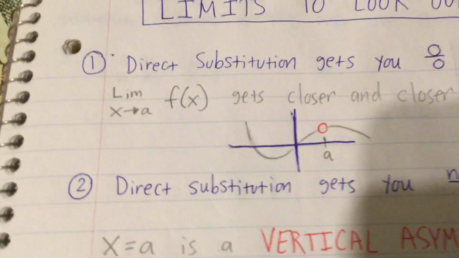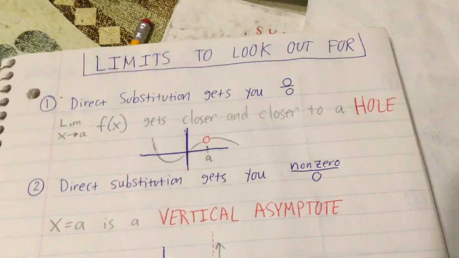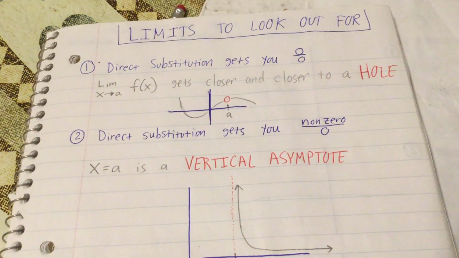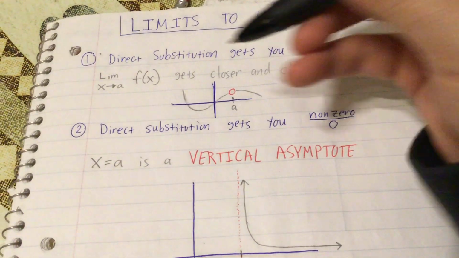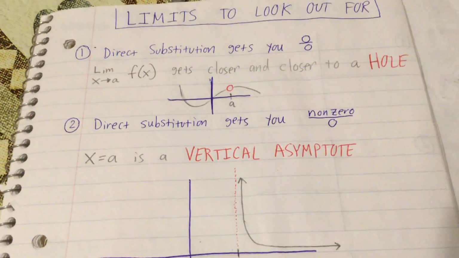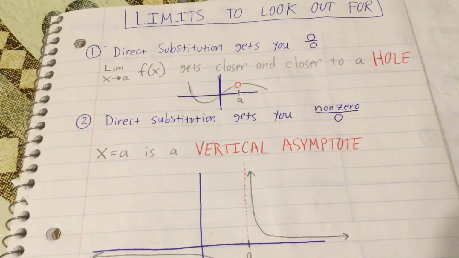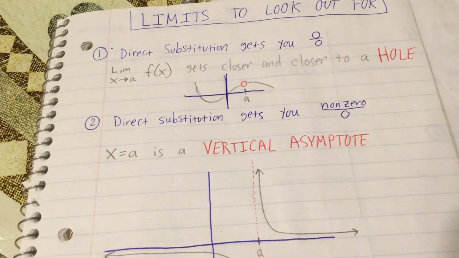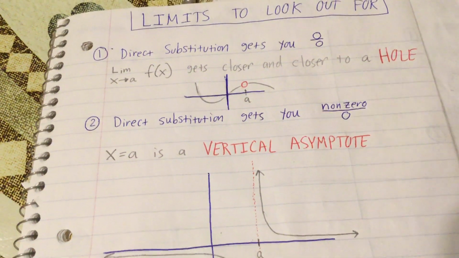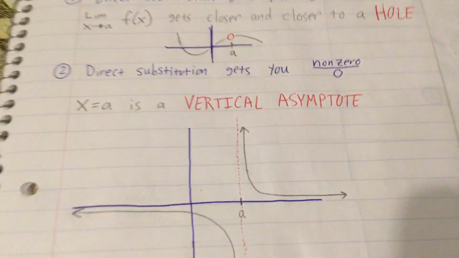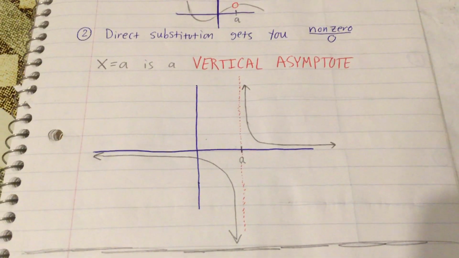So now, limits to look out for. Remember that with direct substitution, if you get 0 over 0, that means that we approach x equals a from the left and the right, and it intends to go to a hole. Once again, calculus doesn't really care, limits don't really care where the point actually is. It's all about intent. Now comes the dangerous part, which gets people a little bit more confused.